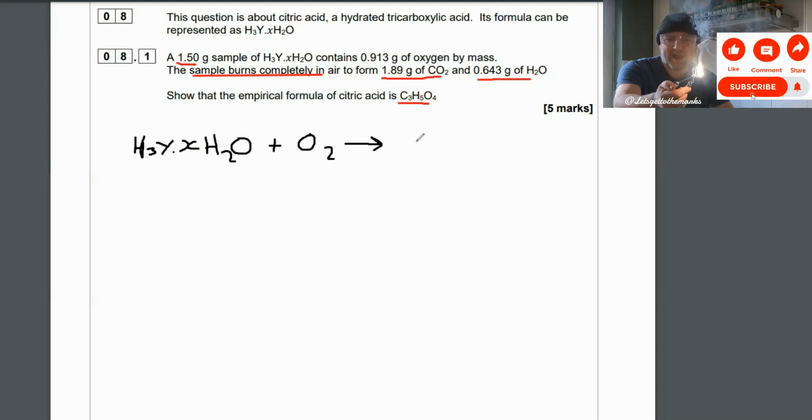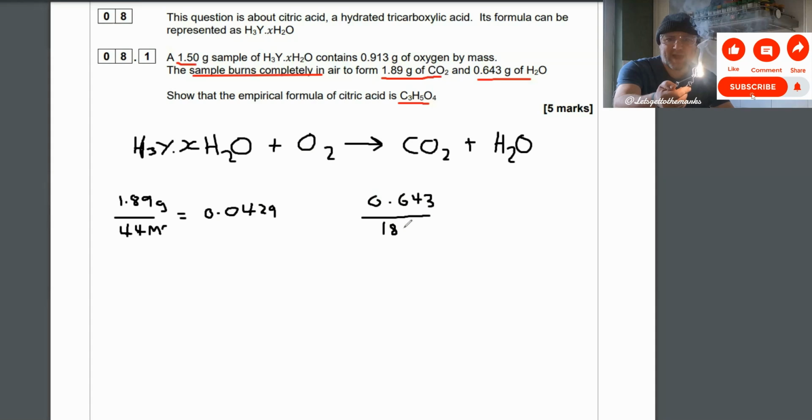Now we're dealing with this hydrated compound, which is H3Y.XH2O. We know that it said completely burn in air, so we're combusting it in oxygen to make carbon dioxide and water. If we can just work out the moles of carbon dioxide and the moles of water, we'll know that will be equivalent to the moles of carbon and hydrogen in our hydrated compound. So let's work out the moles of carbon dioxide first. 1.89 grams divided by 44 equals 0.0429 moles. You can round that to 0.043.